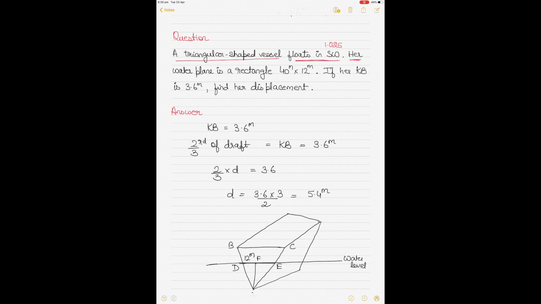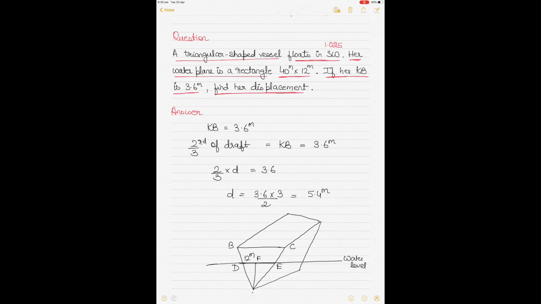Her water plane is a rectangle. That means the area which is submerged of this triangular vessel underwater is a rectangle, 40 meter by 12 meter. That's the dimensions, length by width. If her center of buoyancy is 3.6 meters, find her displacement.